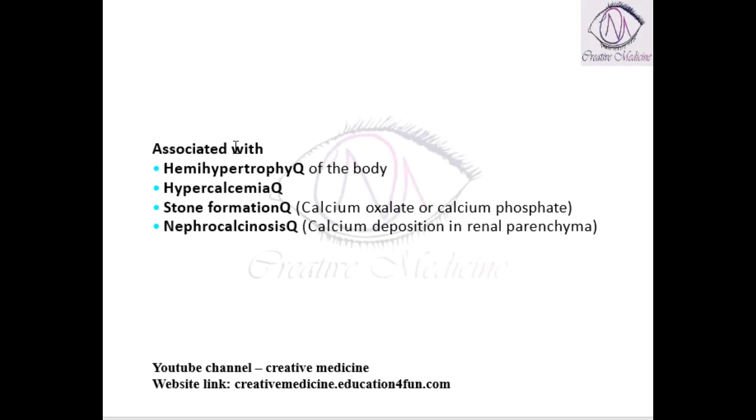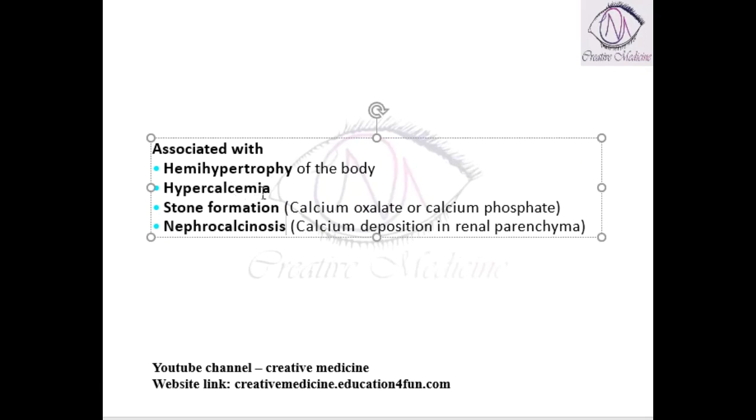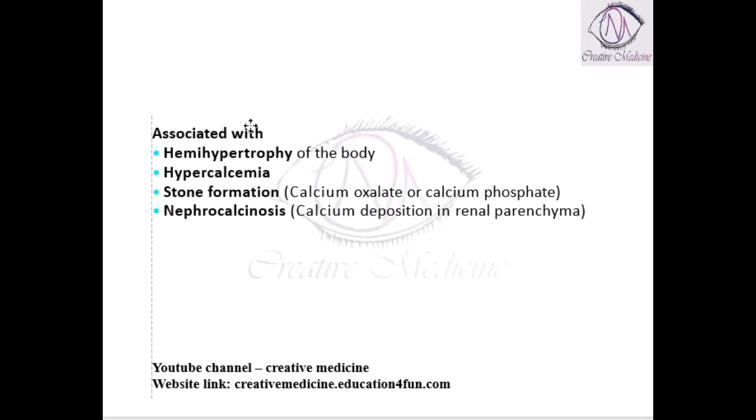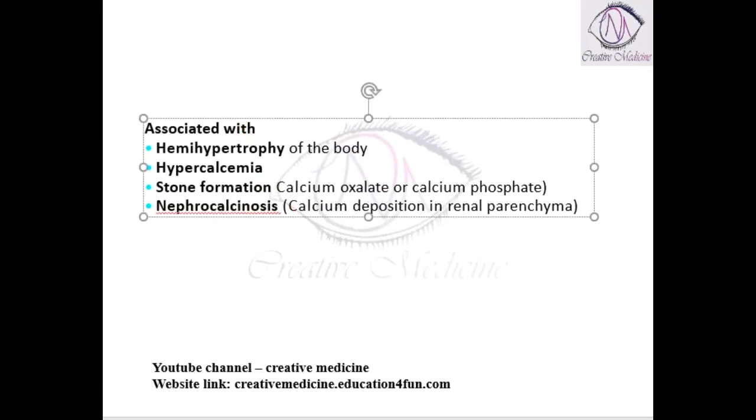Then, medullary sponge disease is associated with hemihypertrophy of the body. It is associated with increased calcium, that is hypercalcemia. Because of increased calcium, this calcium will be excreted in the urine, causing hypercalciuria.